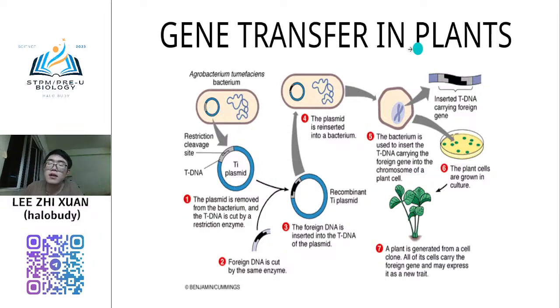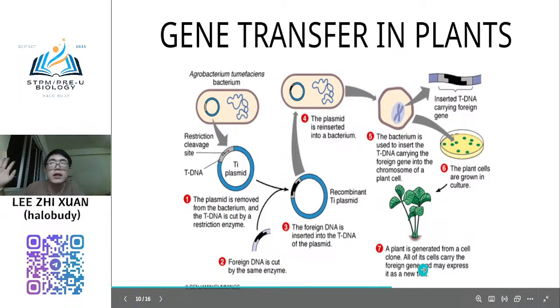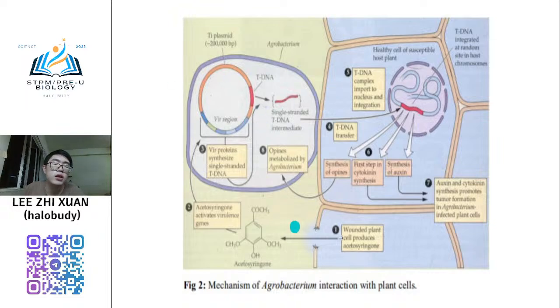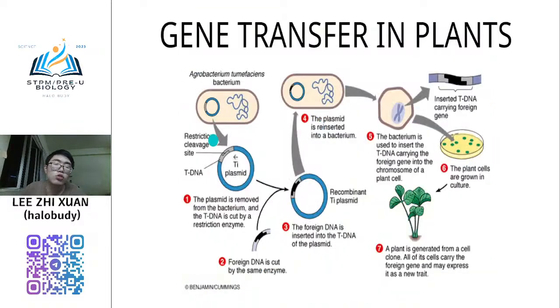So this is the final step that is different from human insulin. This is what we call gene transfer. We transfer the gene from the bacteria into the plant cell. Okay, another thing I just want to tell you: the gene of interest that is inserted into the Ti plasmid, we call that region the T-DNA.